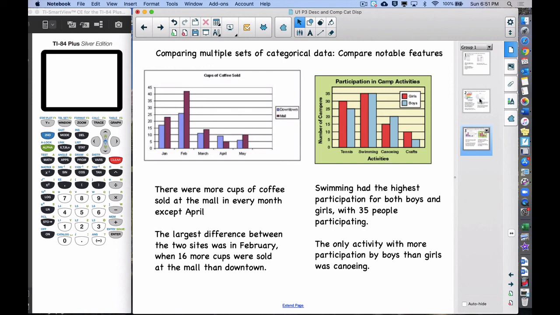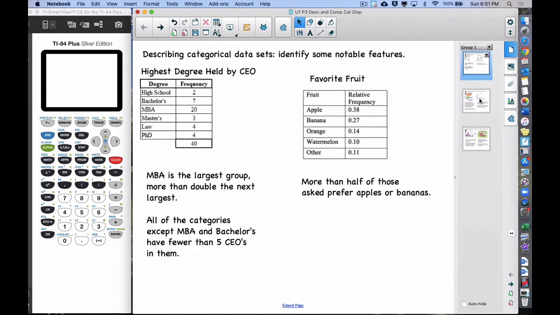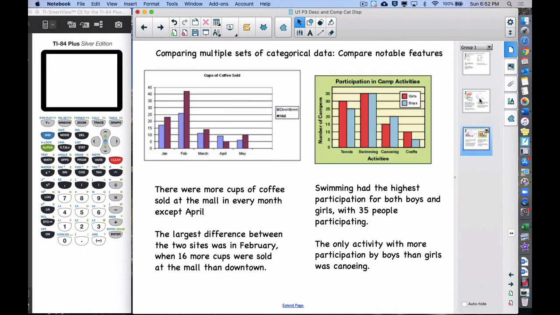So again, this is not a super precise, you always have to do a certain thing when you're comparing or when you're talking about categorical data. You just want to try and find some notable features that are worth pointing out.